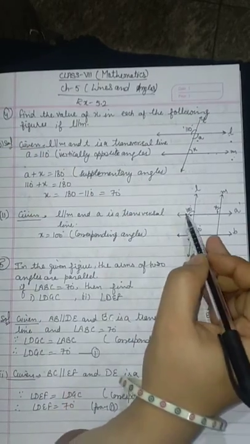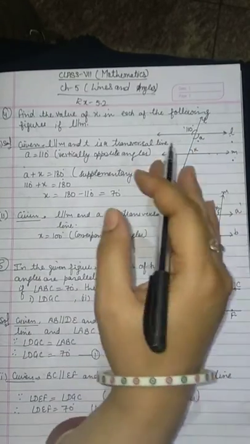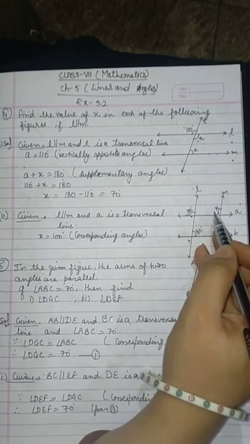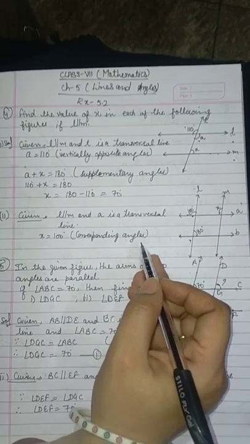We can see both 100 and X are lying on the upper side of the transversal, and they are corresponding angles. So X equals 100 degrees, reason: corresponding angles.